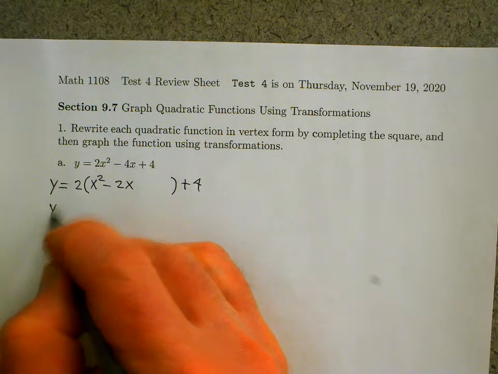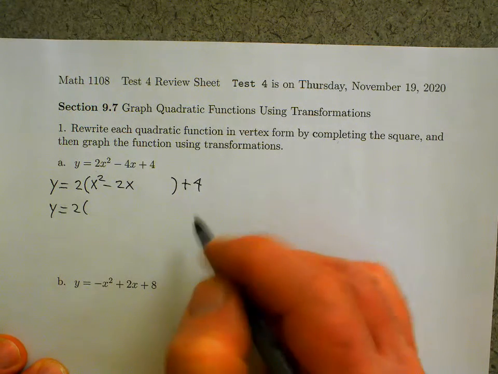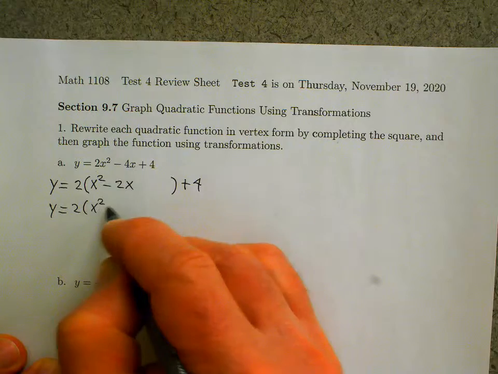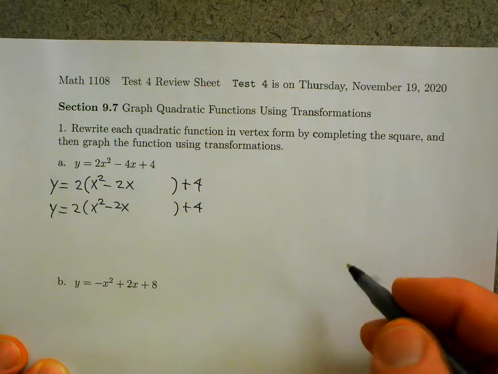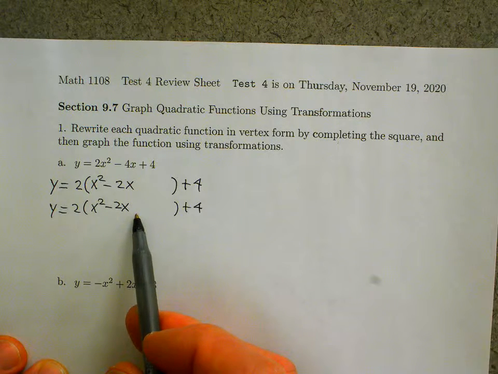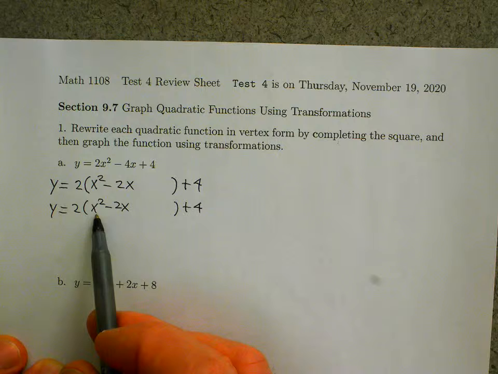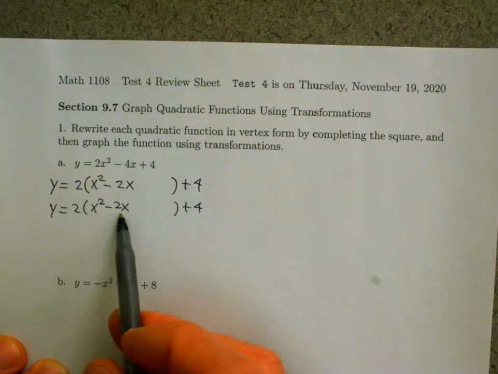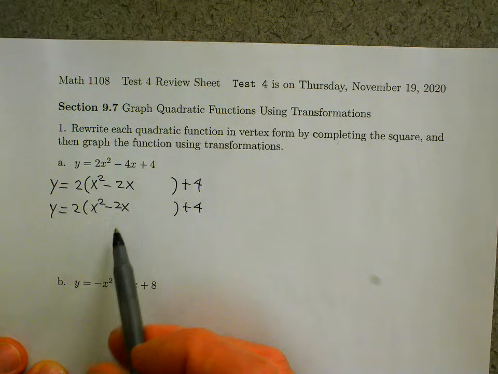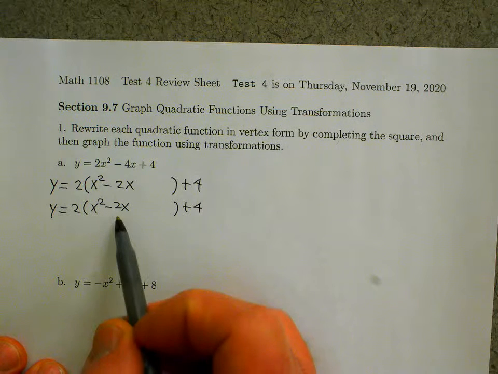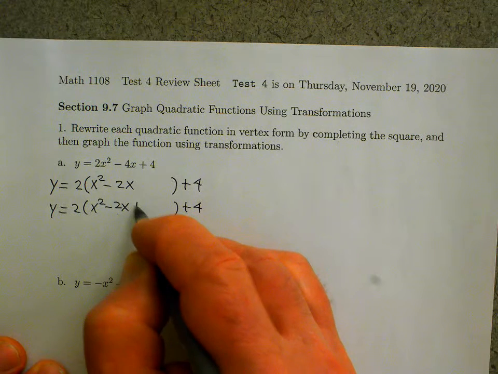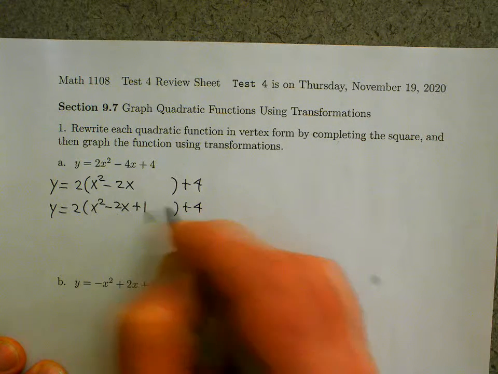Then on the inside of the parentheses, we're going to add 0 to x squared minus 2x. But in the process, we're going to create a perfect square trinomial. So now we're just focusing on x squared minus 2x. To get a perfect square trinomial, we take half of -2 and square it. So half of -2 is -1, but when you square -1, you get +1. So we write +1 minus 1.